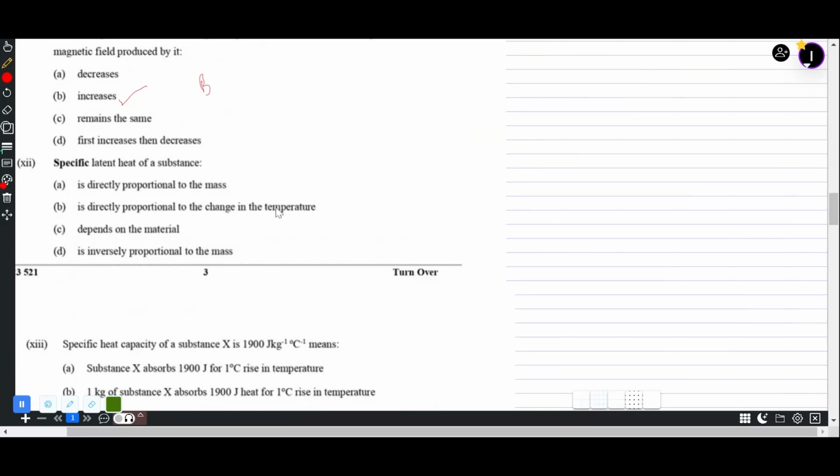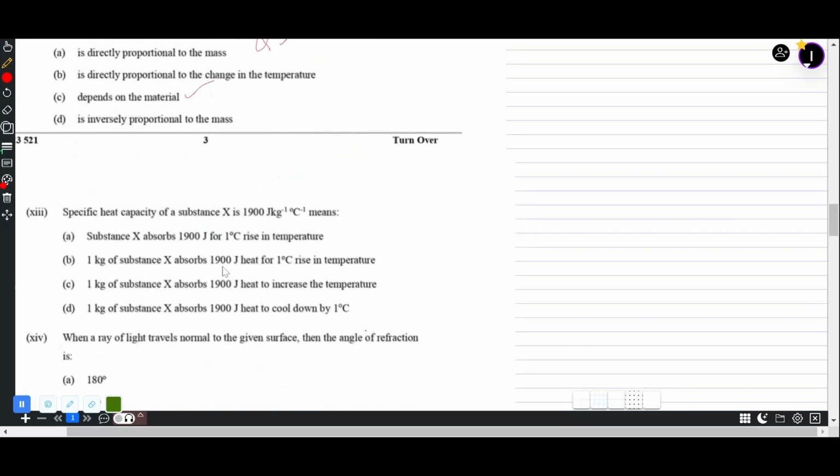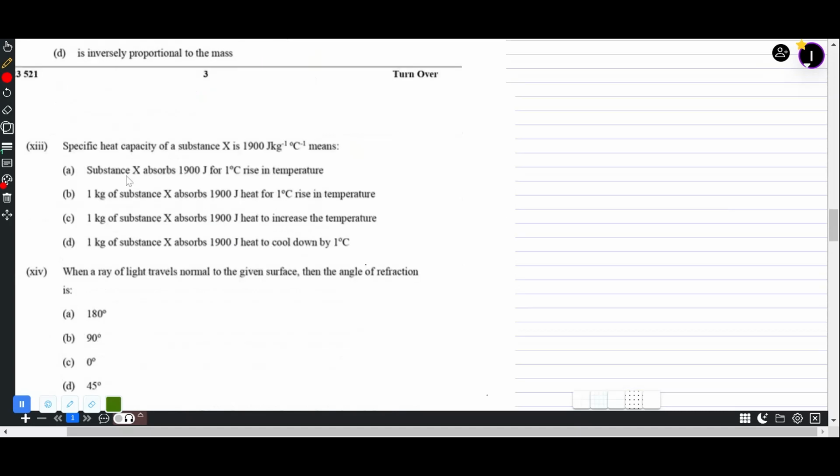Okay. Now next one. Next one is specific latent heat of a substance. What is the specific latent heat? There is a formula Q is equal to mc delta T. So here this C is the specific heat, that is subject to the material. Exactly what the change is depends on the material. That is the right answer. And what is specific heat of substances? Depends on the material.